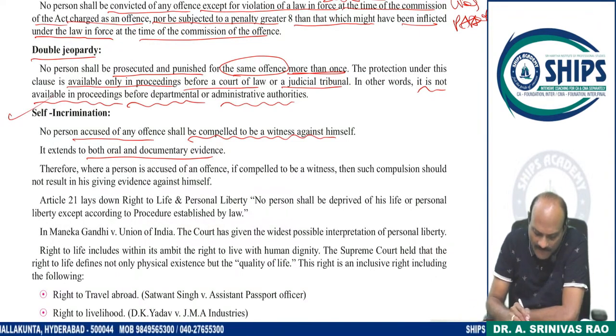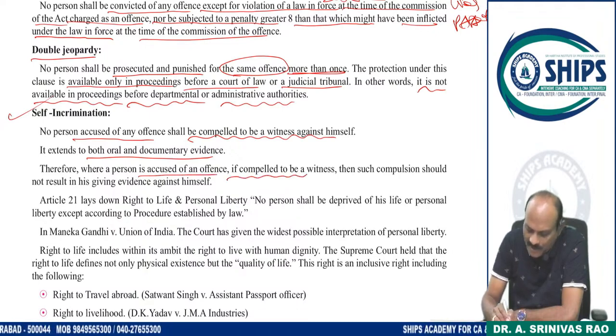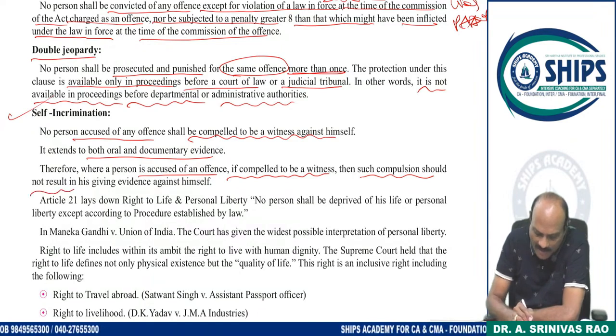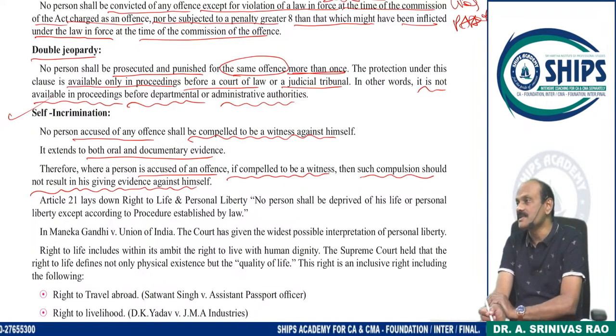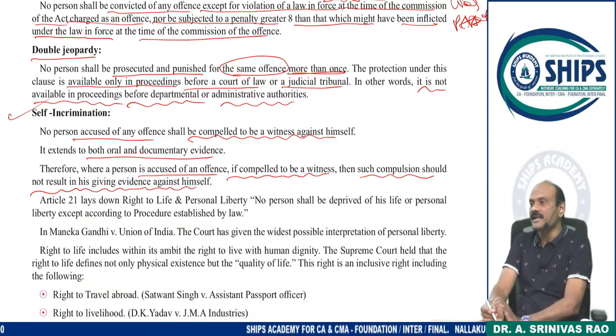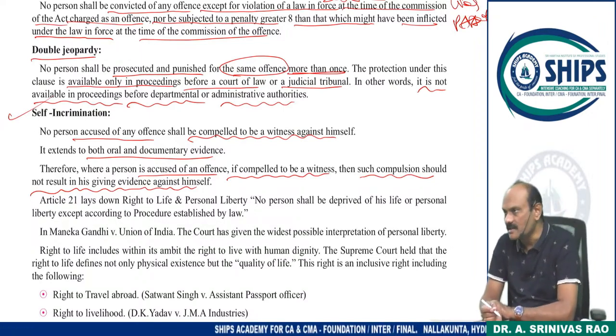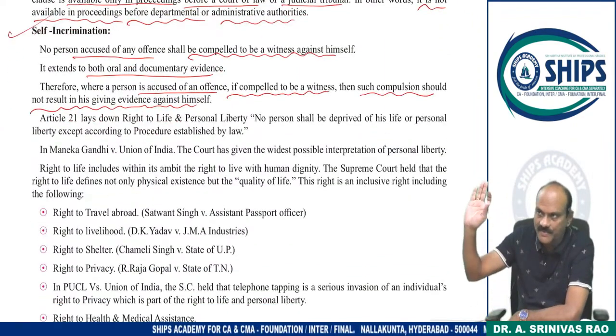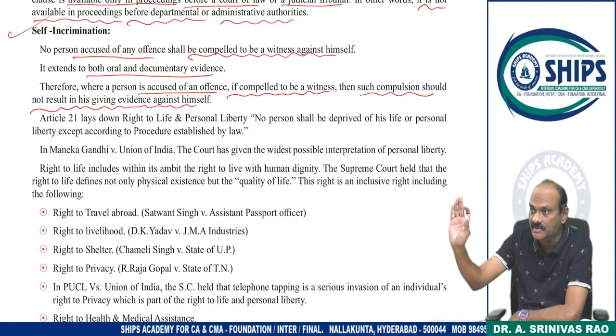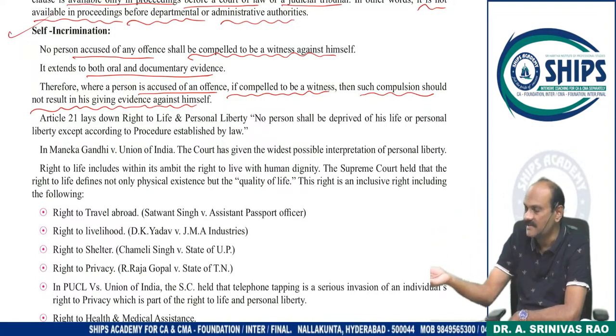Therefore, where a person accused of an offense is compelled to be a witness, such compulsion should not result in giving evidence against himself. If any person was forced to give witness against himself, that witness is not valid. And you have to establish that my acceptance was not free, that I was forced to give the witness against myself.